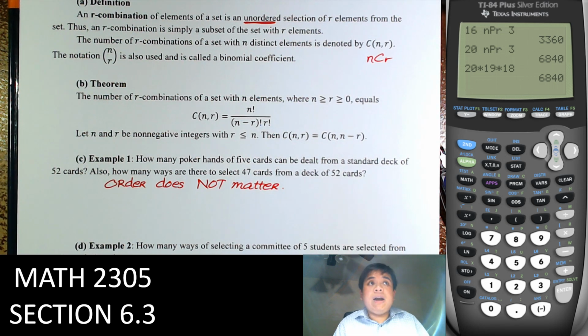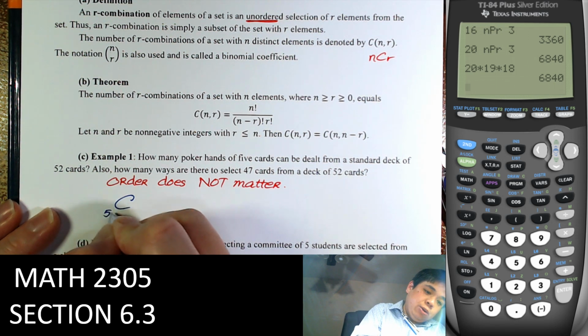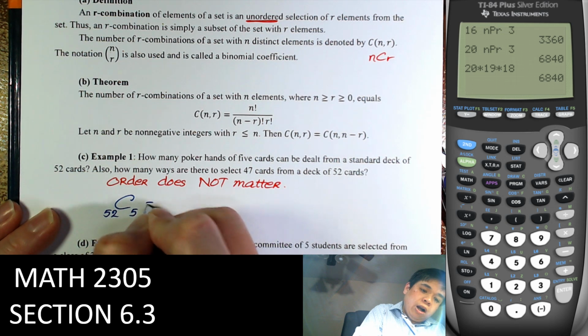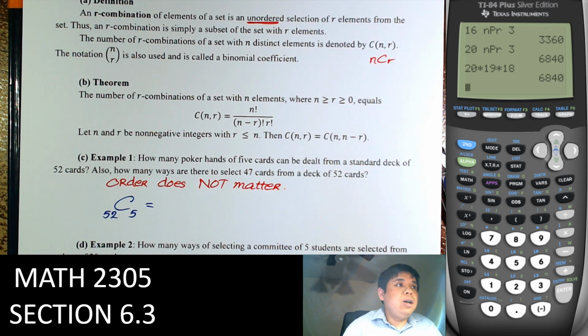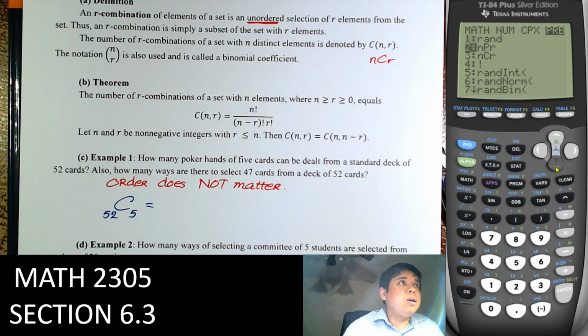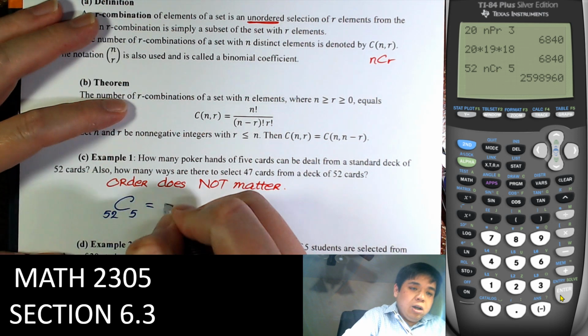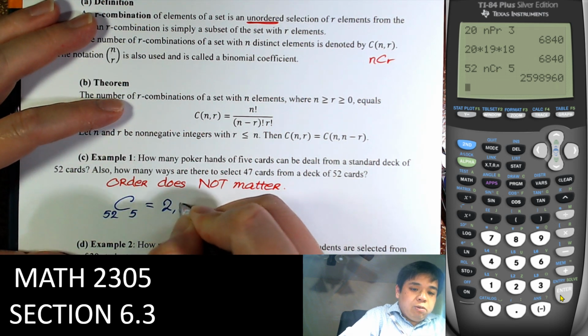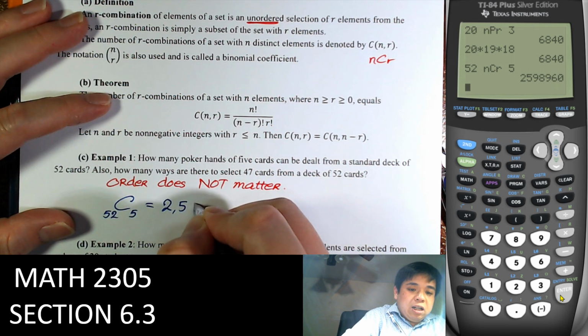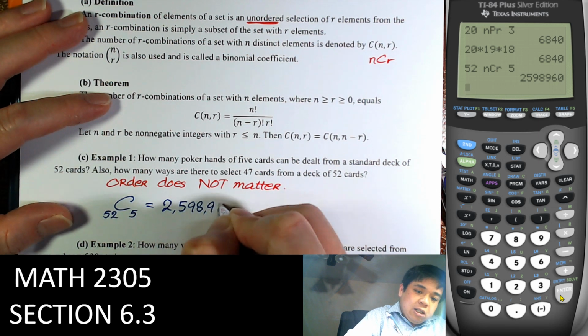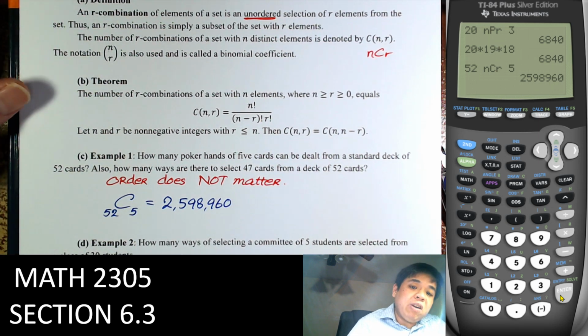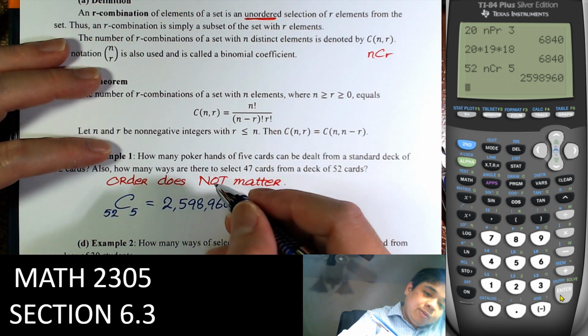So order does not matter. You can just choose 5 out of 52. So that is the combination of 5 out of 52. So I have that much, 2,598,960 different poker hands.